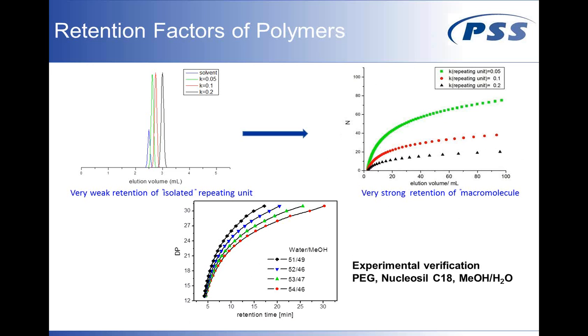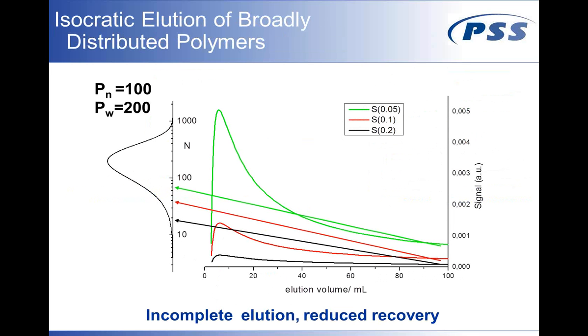However, you might say, well, what's the problem? Yeah, the problem is the following. You have a molar mass distribution. And that is a problem. If you have, for example, a sample, again it's a model calculation, having a dispersity of 2, and a number average degree of polymerization of 100, you have this kind of molar mass distribution.